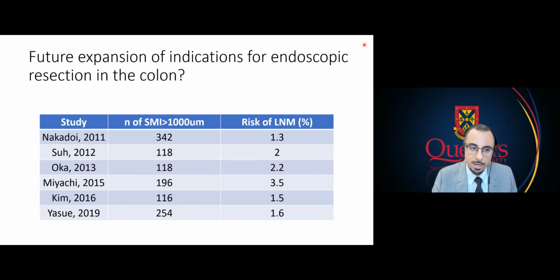So a number of studies have come out in the past 10 years or so that have basically taken tumors that have had all good tumor characteristics except for the depth of invasion. And this shows you that the risk of lymph node metastasis, even when it's greater than that cutoff I showed you, about 1,000 micrometers in the colon, is not that high. And we may see expansion of the criteria for endoscopic resection in the future, but it's not there just yet, but there's more and more data coming out.